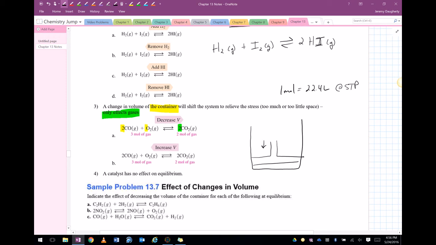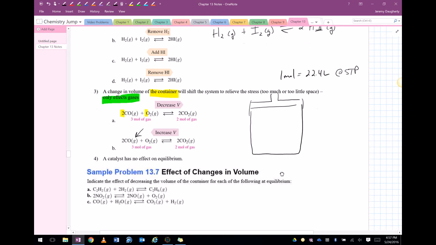Right? So if I decrease the volume so there's not enough space, I'm going to shift to the fewer moles of gas. And then vice versa. If I go from this spot and I increase the amount of space that I have, so I increase the volume of the container as such, well now the stress is too much space. So now I'm going to shift to the left in this equation to the more moles of gas in order to take up more space.